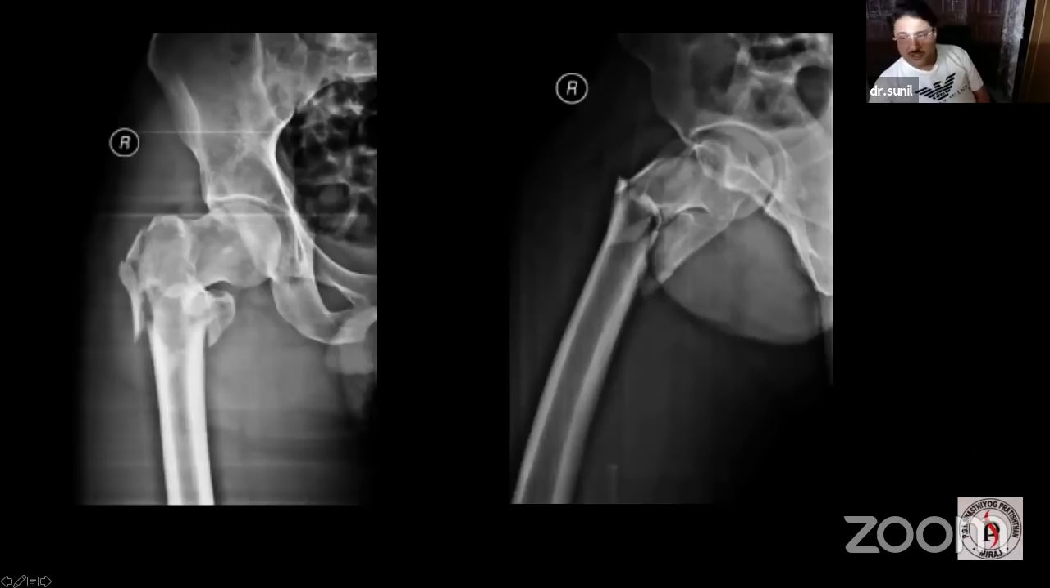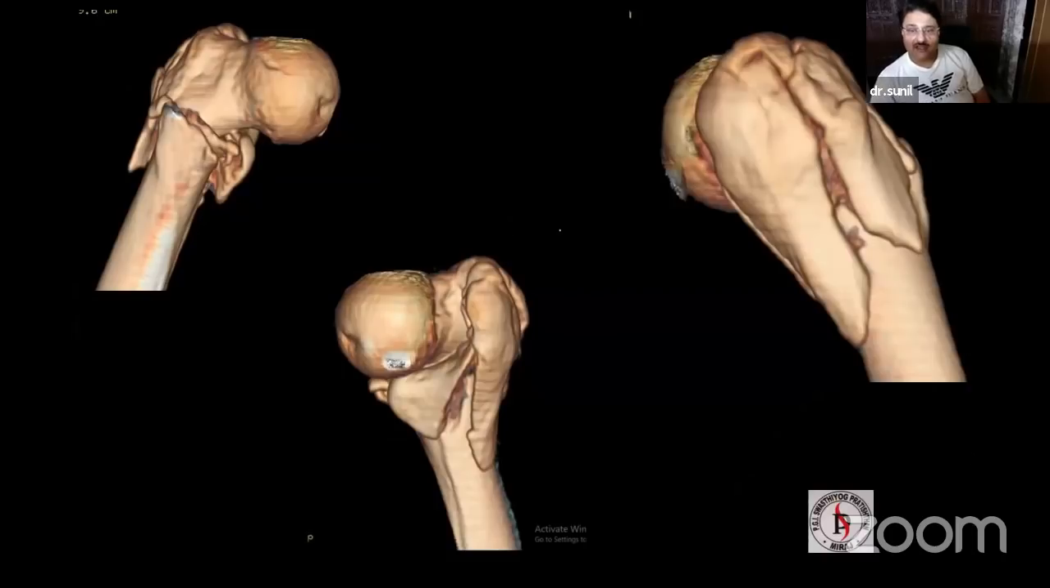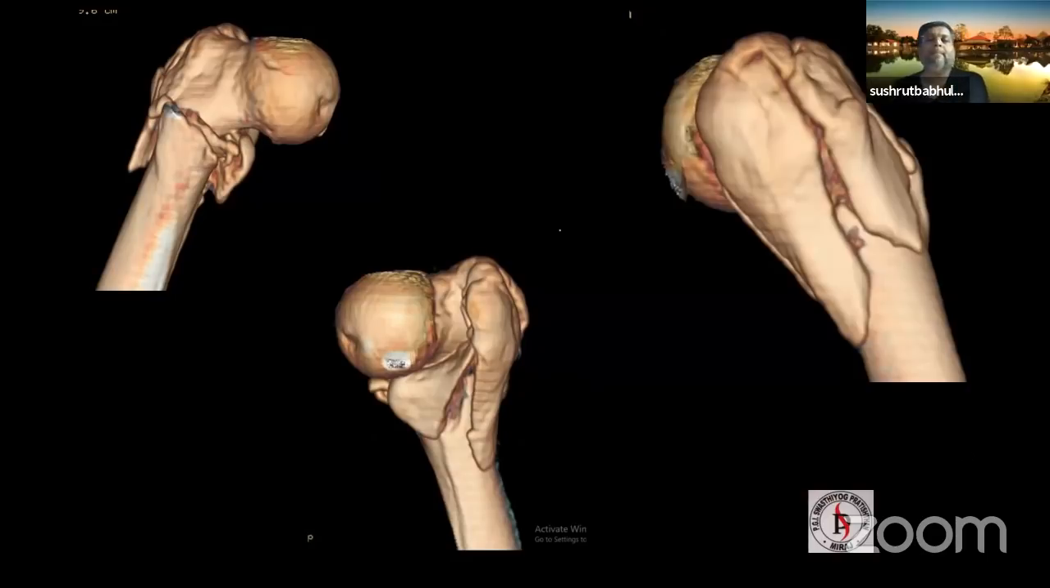This is a patient which I want to present now. It is a reverse oblique and a comminuted fragment. This is a CT scan. So who wants to take it? Shushrut? Yeah. So show me the X-ray, please.